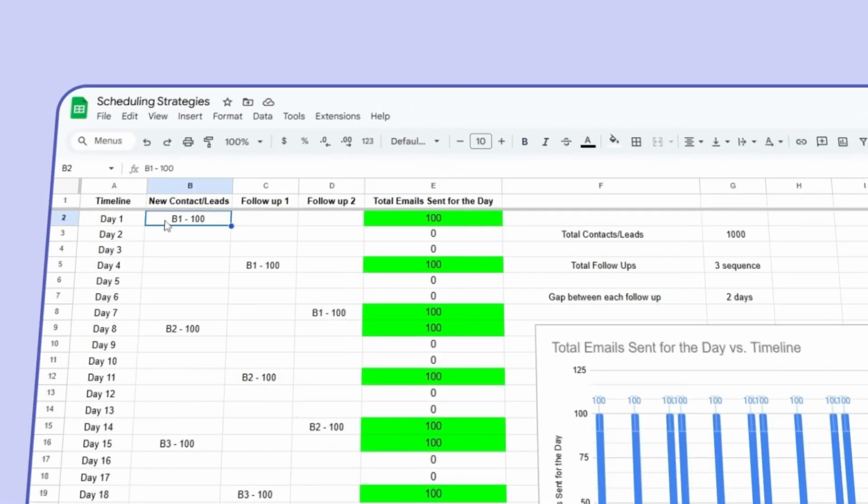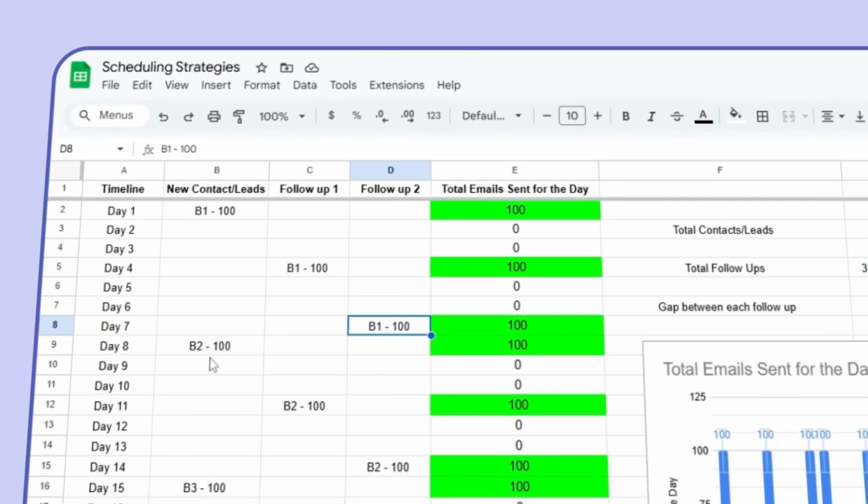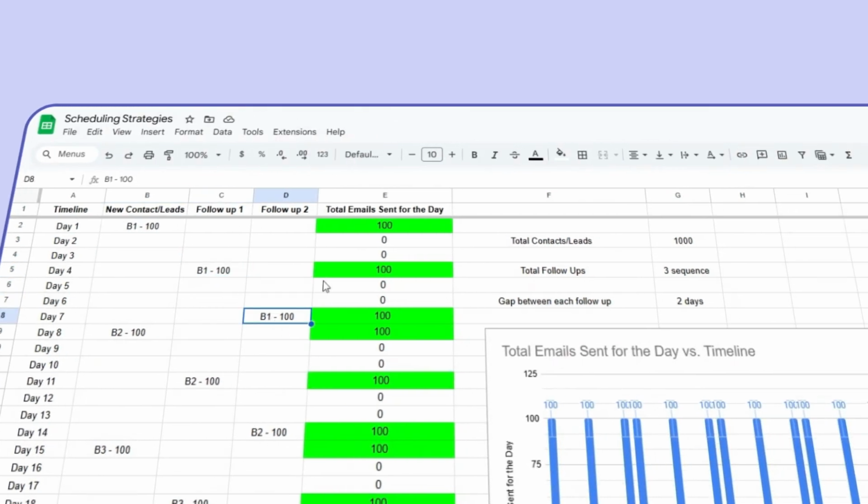For example, on day 1, an email is sent to the user. On days 2 and 3, nothing is sent, like a 2-day gap. On day 4, the follow-up for this particular email is sent, then another 2-day gap, and then the second follow-up. And then the next day, a new batch of emails is sent. So in this strategy, we break the total number of contacts into smaller chunks, and we call them batches. We send batch 1, we take a gap, then we send the batch 1 follow-up, we take a gap, and then send the second follow-up for batch 1. And then we start a new batch on a new day.